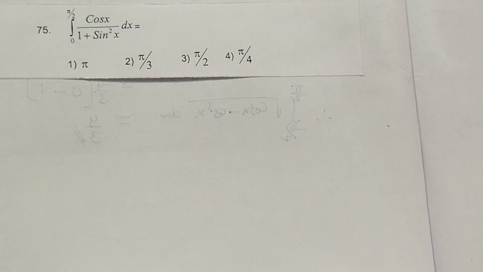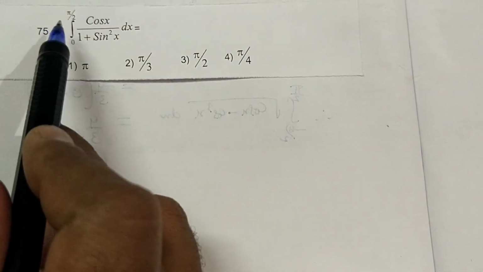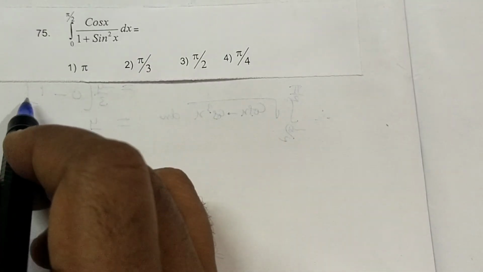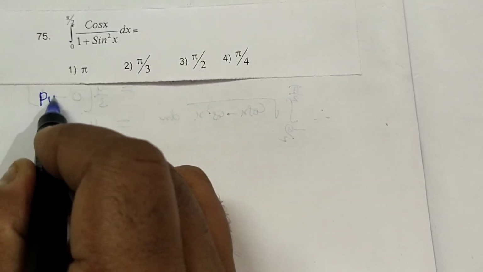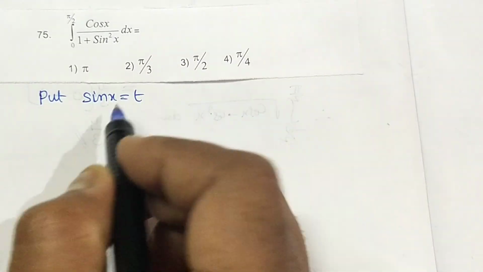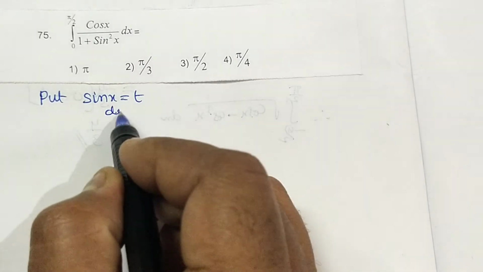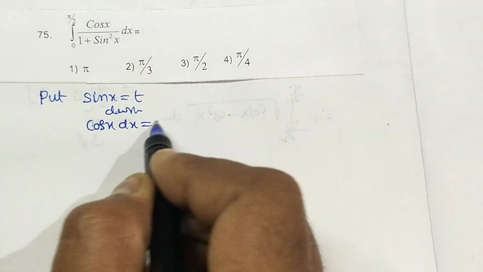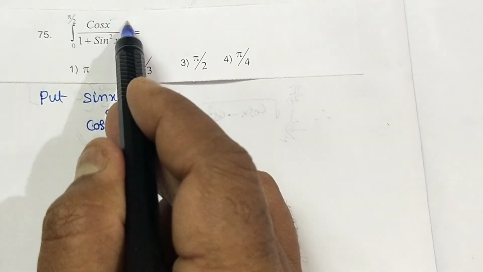The next question. Integral 0 to pi by 2 cos x by 1 plus sin square x dx. Here also, put sin x is equal to t, suppose. Differentiate with respect to x. Sin x derivative is cos x into dx is equal to dt, which is there in the numerator exactly.